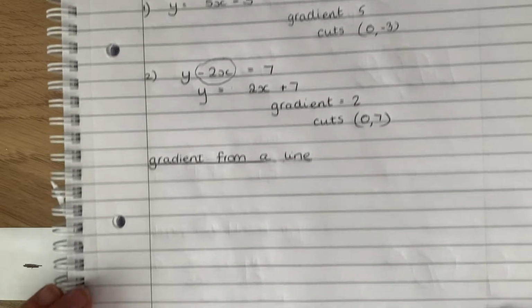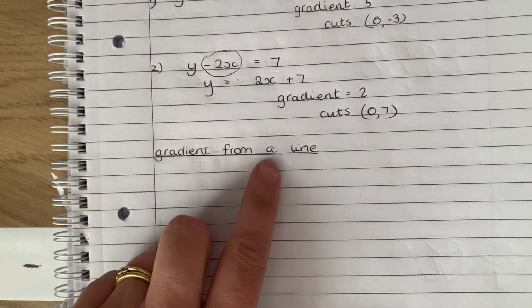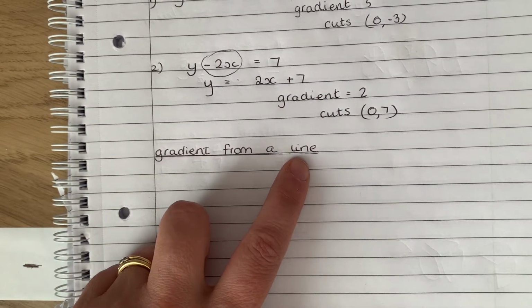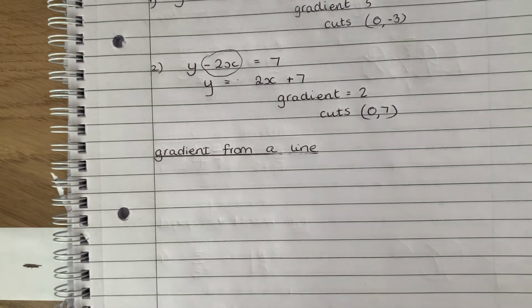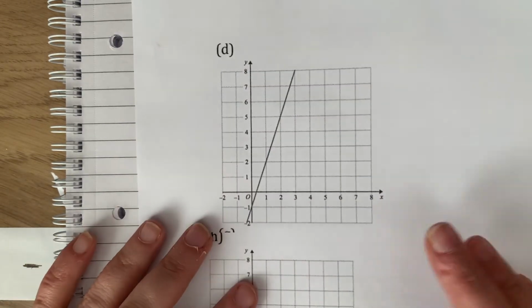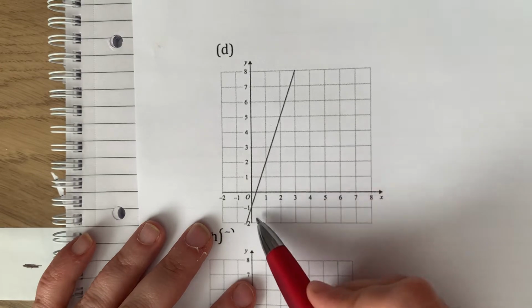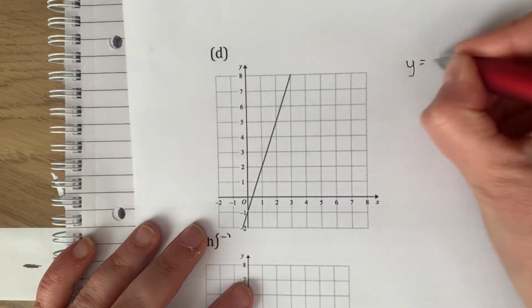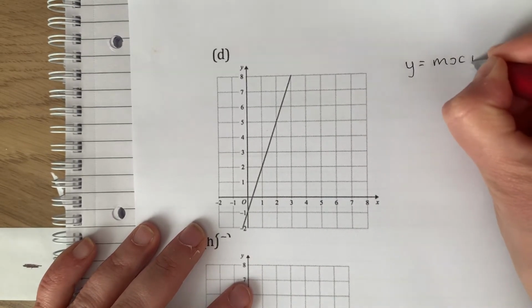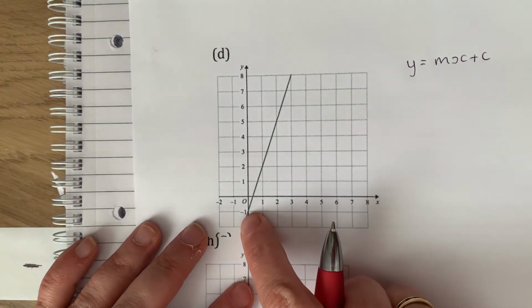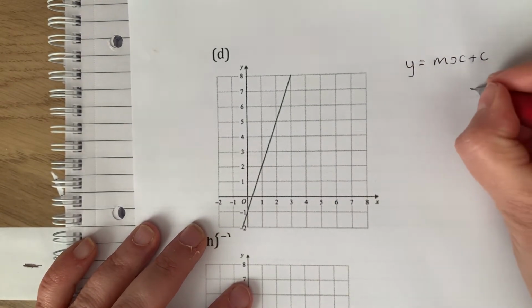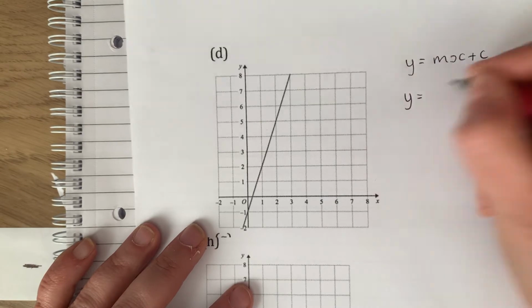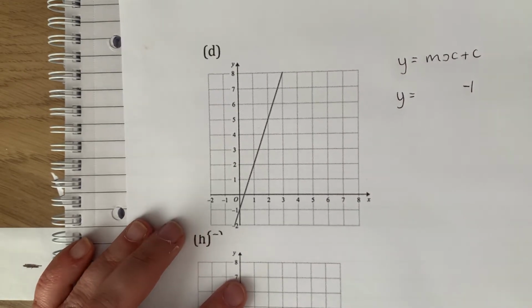Okay, now we're going to look at calculating the gradient from the line. So these are some of the questions that you've actually got. If I look at this one here, so I've got the line drawn. So I'm always wanting to have it in the form y equals mx plus c. Now I can see that it cuts at minus 1, so I know that bit on the end is going to be minus 1. So I've got y equals. Now I need to work out the gradient of this line.